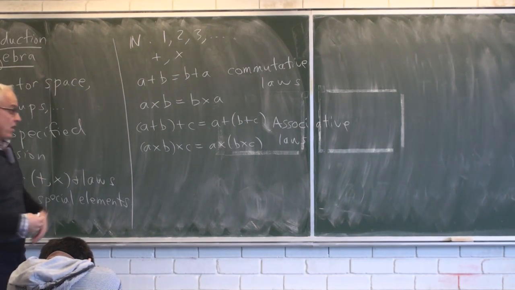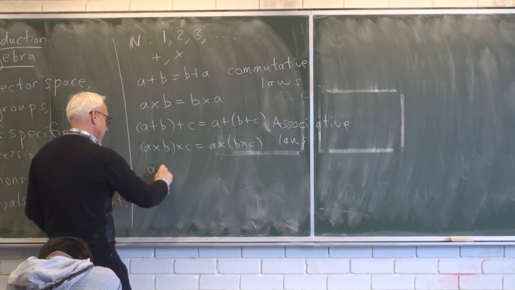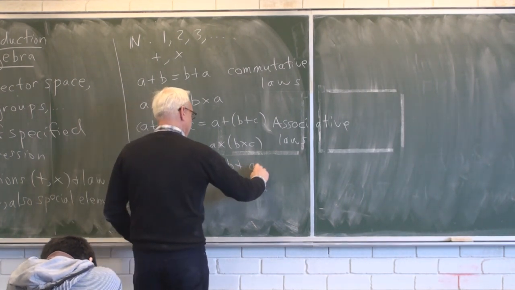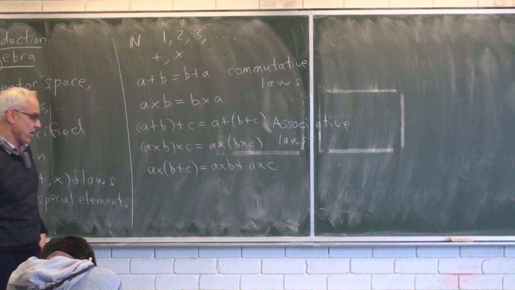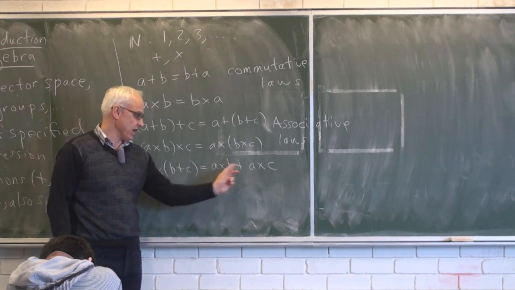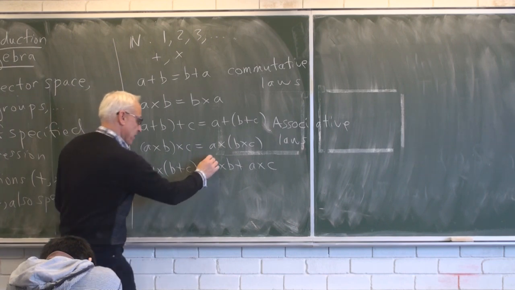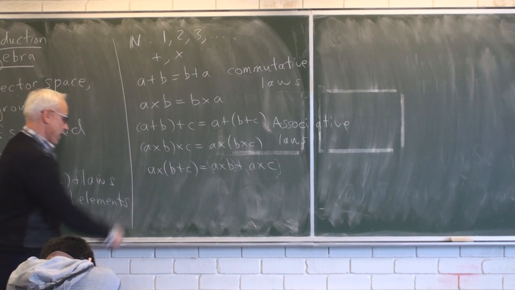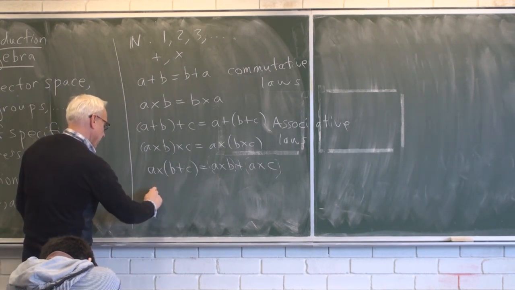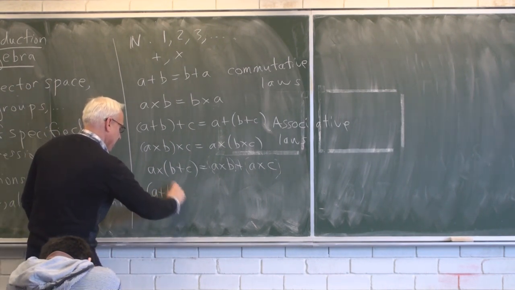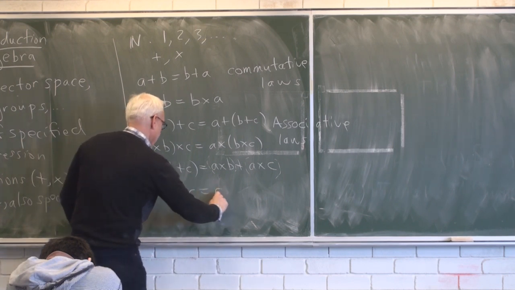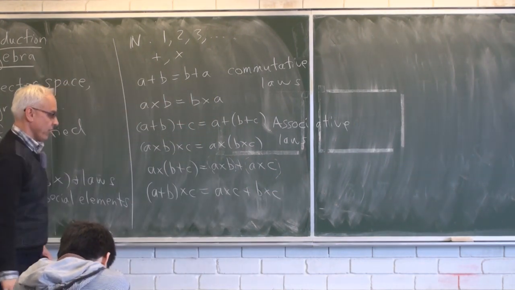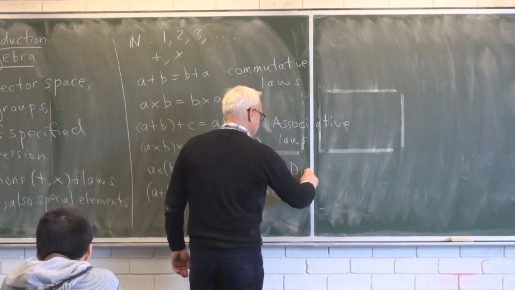Then there are the distributive laws, which are that a times (b plus c) equals a times b plus a times c. The convention also is that multiplication takes precedence over addition, so this really means a times b plus a times c. And there's another one in the opposite order if we like. If we have (a plus b) times c, we could write that as a times c plus b times c. So, distributive laws.